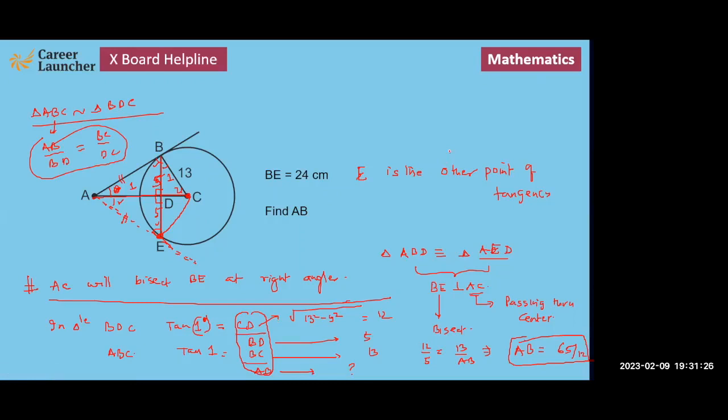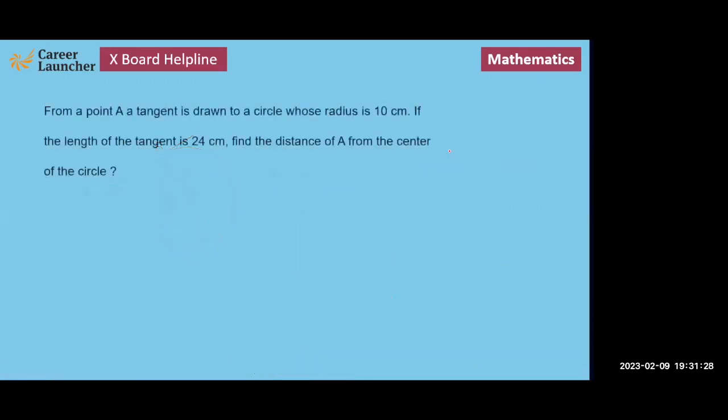अगला क्वेश्चन देखते हैं. तो हर क्वेश्चन को दो तीन तरीके से सोचना जरूरी है, तभी आपका यू विल गेट कंफर्टेबल विथ ज्योमेट्री. ज्योमेट्री में बहुत सारे तरीके हो सकते हैं, बहुत अलग अलग थियरम्स आप यूज कर सकते हो टू सॉल्व द सेम क्वेश्चन. From a point A, tangent is drawn to a circle whose radius is 10 centimeter. If the length of the tangent is 24, find the distance of A from the center of the circle.